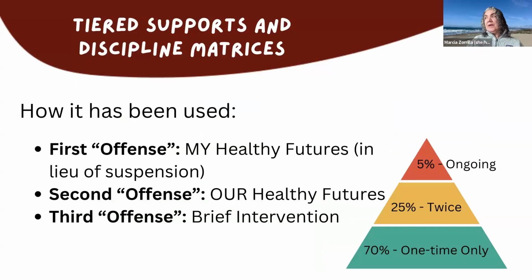So what we're recommending is that the first time a youth is found using, you implement the My Healthy Futures. For the second time, if they're found using, do the small group Our Healthy Futures. And if they're found using a third time, conduct other types of brief interventions, which is what other schools have done. I know that some schools go straight to the Our Healthy Futures because that's what works best in terms of their bell schedule or staff. So it could be that you all decide what works best in your school settings. But we are recommending starting off with the My Healthy Futures.